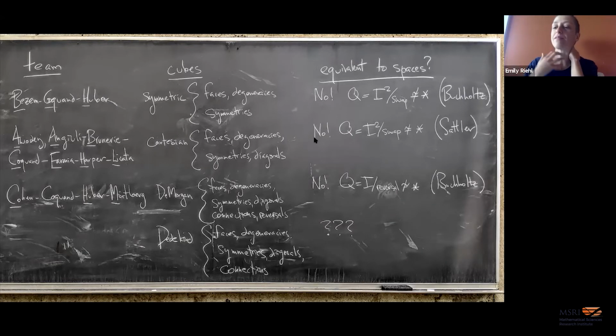The argument that I sketched due to Ulrich Buchholtz that shows that the previous model is not equivalent to spaces works on account of the same cube. So again, the quotient of the 2 cube by the non-trivial symmetry will not be contractible. That argument doesn't work anymore because the diagonal is there, but there's a more subtle argument due to Christian Sattler that considers maps out of this and gives some non-contractibility of that. That is the reason why this is known not to be equivalent to spaces.